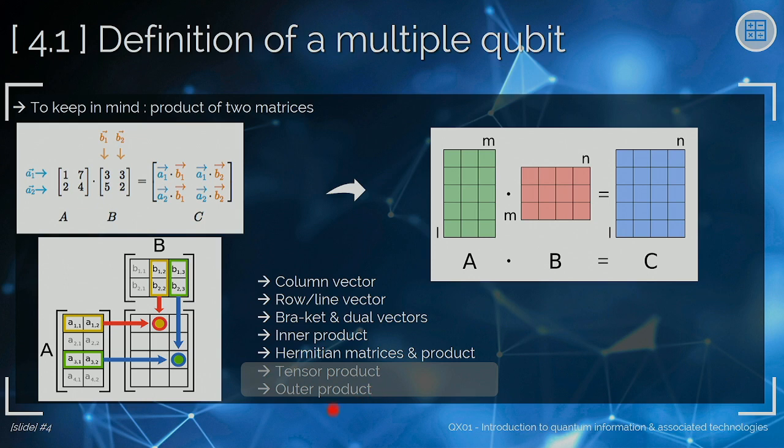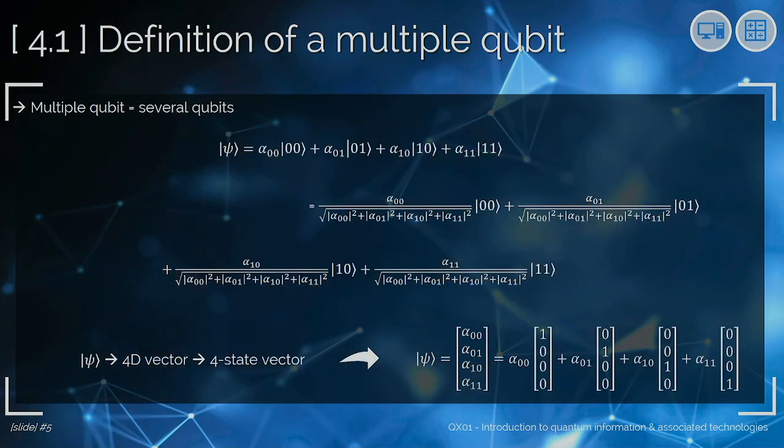And then two more notions are left that we will see in that chapter. The first one is tensor product that we already started. And the second one is the outer product. We've seen the inner product, and now we're going to see also the outer product. So as a reminder, multiple qubits means several qubits. The first and easiest multiple qubits is 2 qubits. So what does it look like?